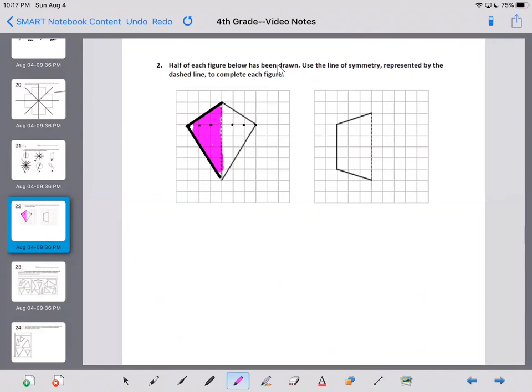Again, same idea. From the dotted line, I see 1, 2, 3. Down here, I see 1, 2, 3. So I'm just going to go 1, 2, 3 to the right, 1, 2, 3 to the right. Use my straight edge tool. Create that. And there is my other half. And I should see a shape that's cut into 2 equal pieces.